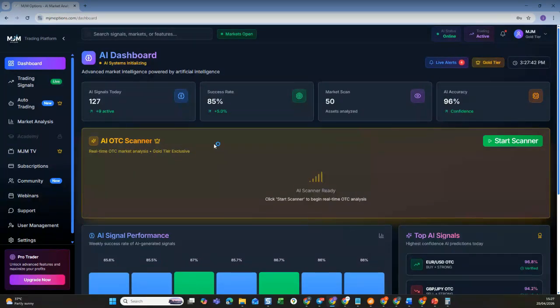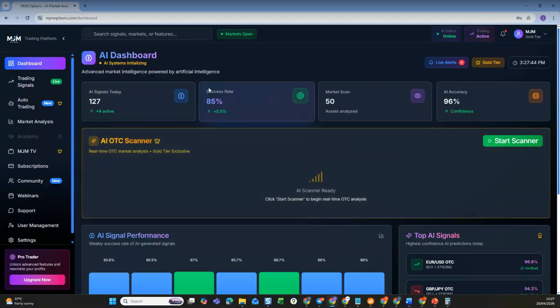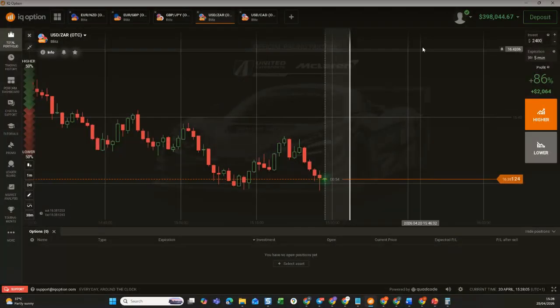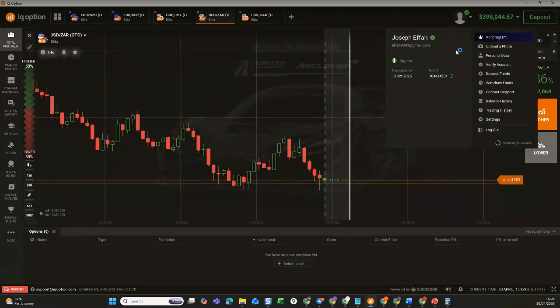The first step is for you to register on mjmoptions.com. That is the website for the AI. You register there, then you send me the email you registered with on mjmoptions.com. That's the first step. Now, the second step is for you to register on IQ Options using our link. After you register, you go to your profile, you copy the user ID, you send it to me.